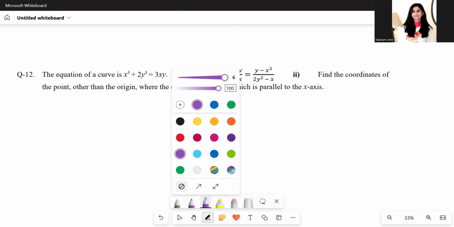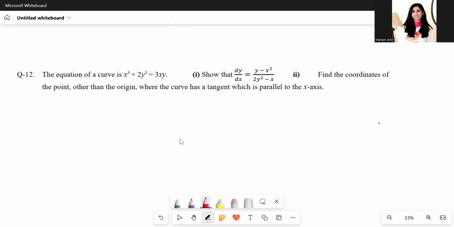The equation of a curve is x cubed plus 2y cubed equals 3xy. Show that dy by dx equals this. All right, so let's differentiate this entire equation with respect to x.